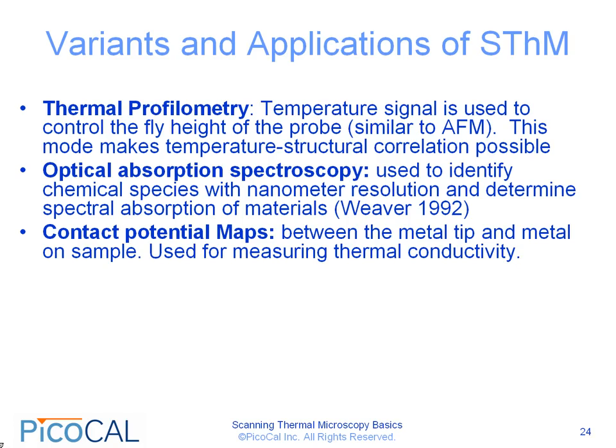There are a number of variants to scanning thermal microscopy, which we won't go into the detail of, but it's worth mentioning. Thermal profilometry is a system where the temperature signal is used to control the z-axis height of the probe, similar to the AFM technique. This mode makes temperature and structural correlations possible. Optical absorption spectroscopy is used to identify chemical species with a nanometer resolution and also to determine the spectral absorption of various materials. Contact potential maps can be used to measure the contact potential between the metal tip and the metal on the sample. It can be used for measuring thermal conductivity as well as electrical properties of the sample.